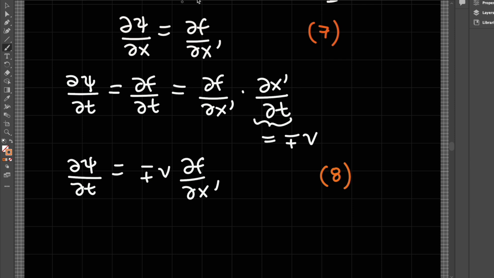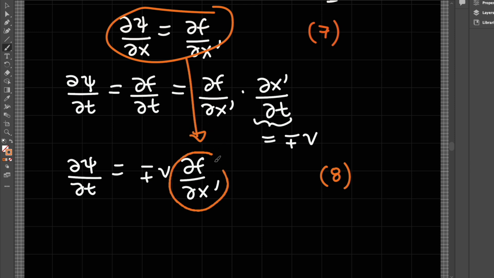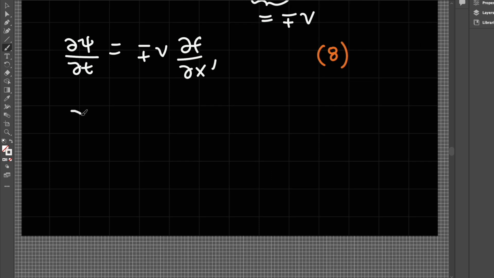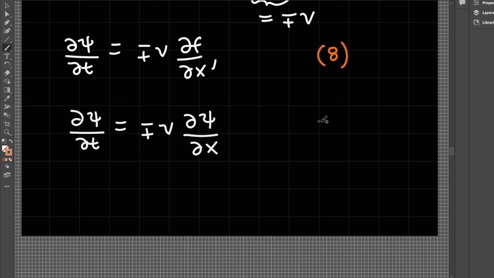So note that we can plug equation 7 into equation 8. And we end up with partial of psi over partial of t equals negative positive v partial of psi over partial of x. Let's label this as equation 9.